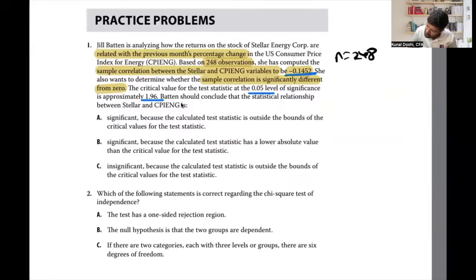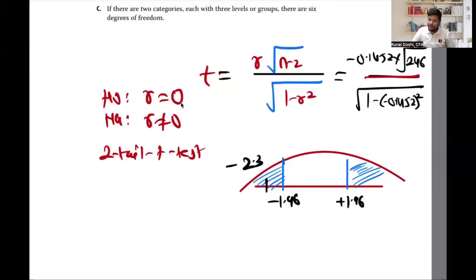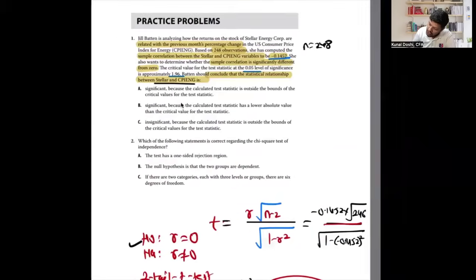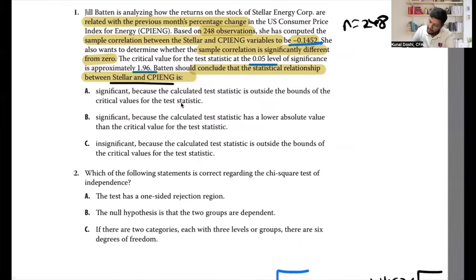So what should I conclude about the relationship between these two variables? My decision will be to reject the null. The null is that I was supposing there is no correlation. So now I will conclude that since I reject the null with 95% confidence, there is a statistically significant relationship. So let's see the choices.